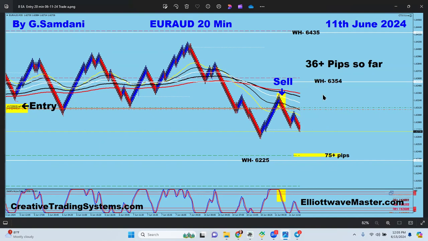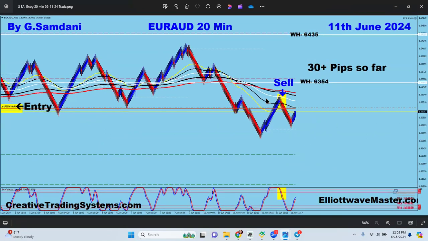36 pip positive, but I'm sitting on a break even. So now the game is what? If the price goes against me and hits my SL, thank you, I'm out with 5 pip profit. If not, my target is there, right? Look what happened to this chart, it hit the target to the pip. And that's where I close the trade for 75 pip. Got it? So this is how the system works.